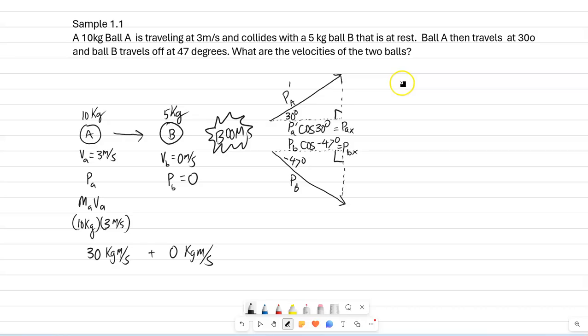We can say that 30 kilogram meters per second, this is from before the collision, plus 0, is going to be equal to momentum A prime cosine of 30 degrees plus momentum B prime times the cosine of negative 47 degrees.